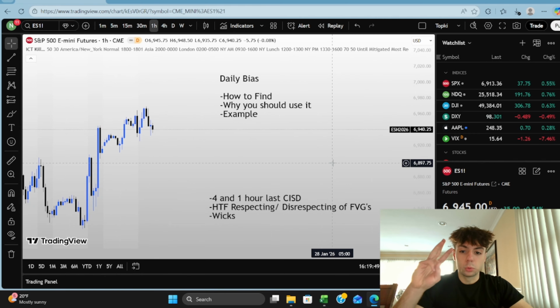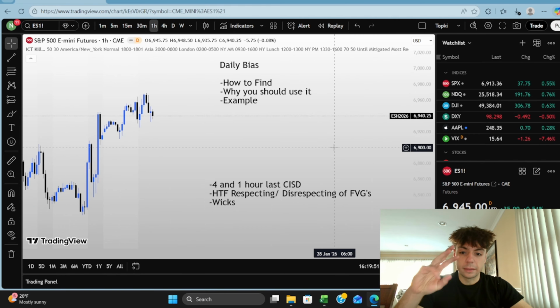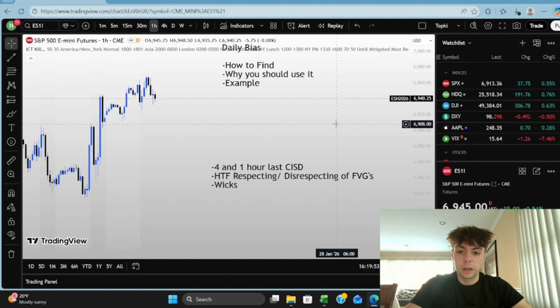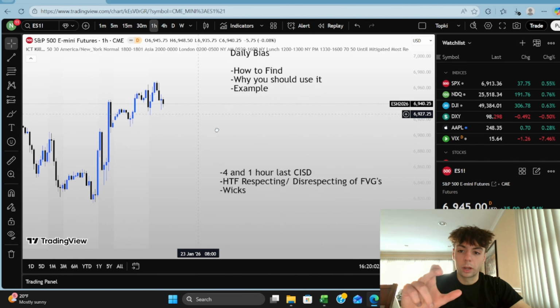I go through pretty much three simple steps with finding daily bias. The first thing I always do is check the 4 hour and the 1 hour, the last change in state of delivery direction on the 4 hour and the 1 hour. And then after that, I move on to the next two. But first, I'll go over what I mean with the first one.